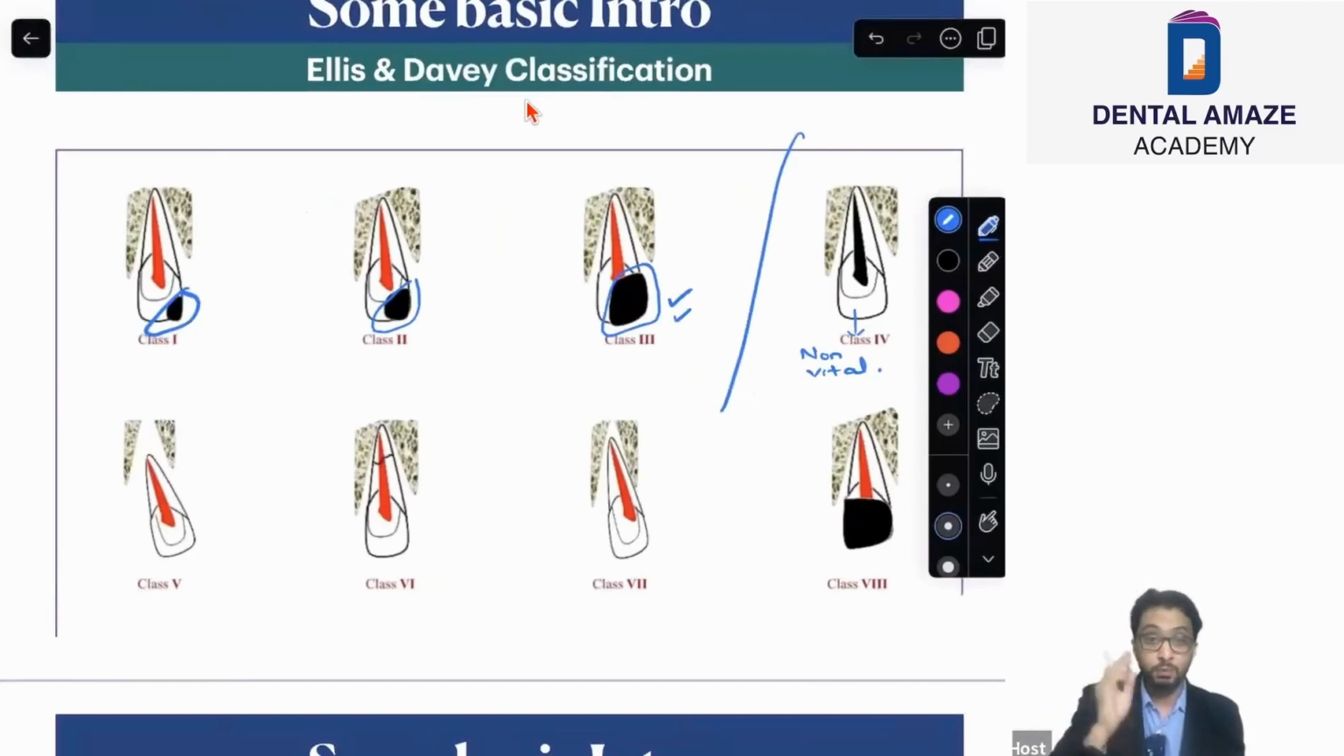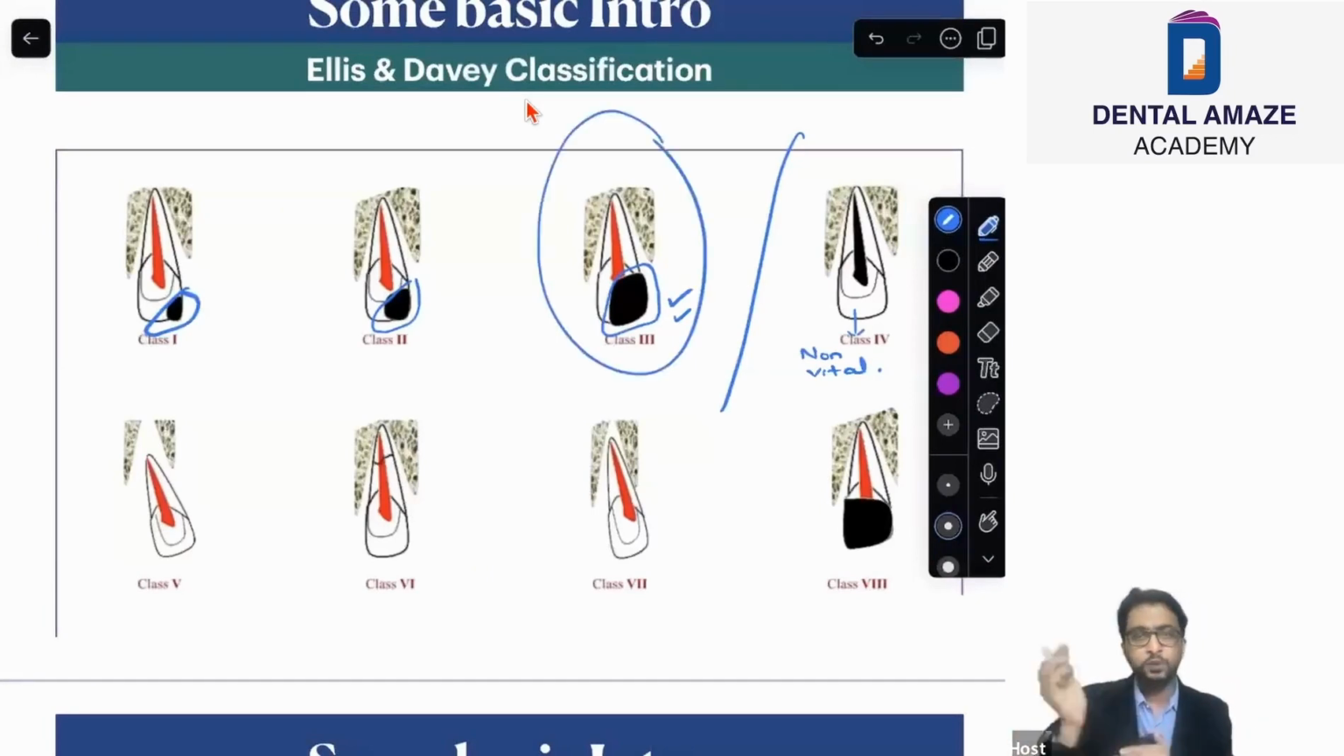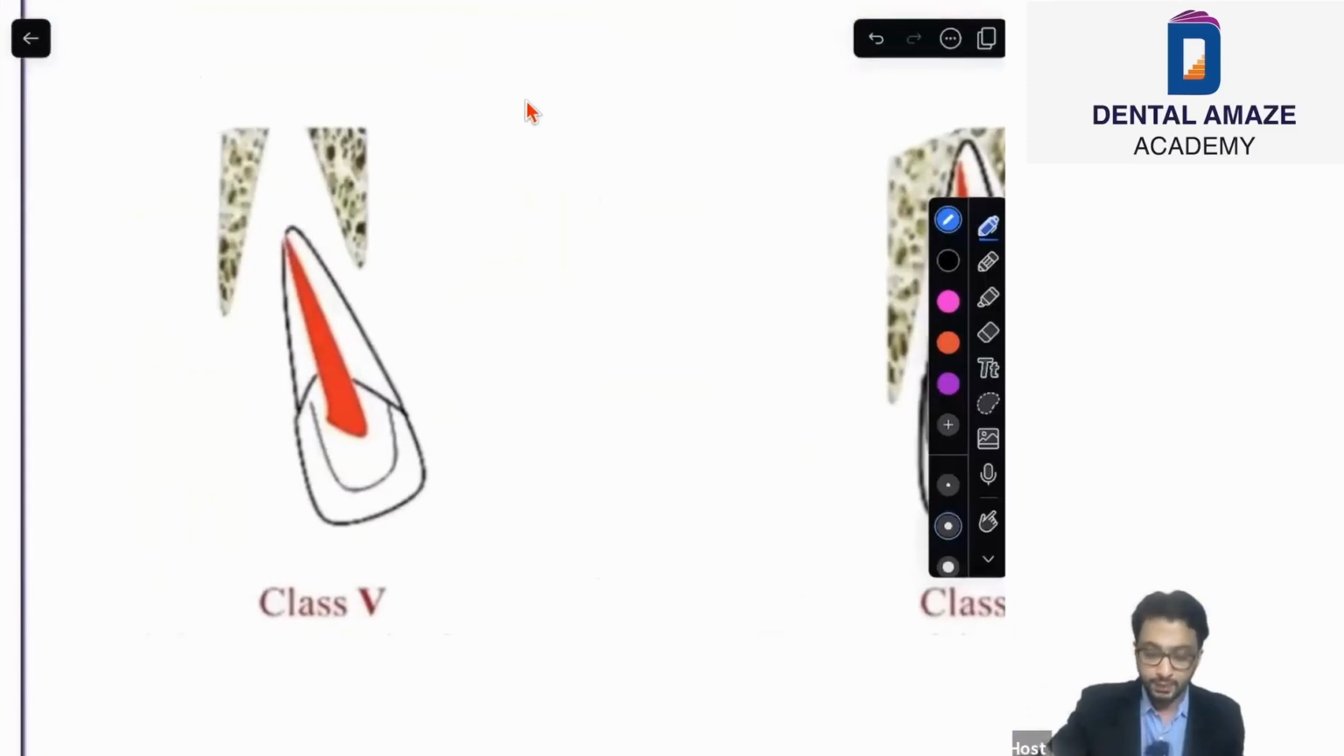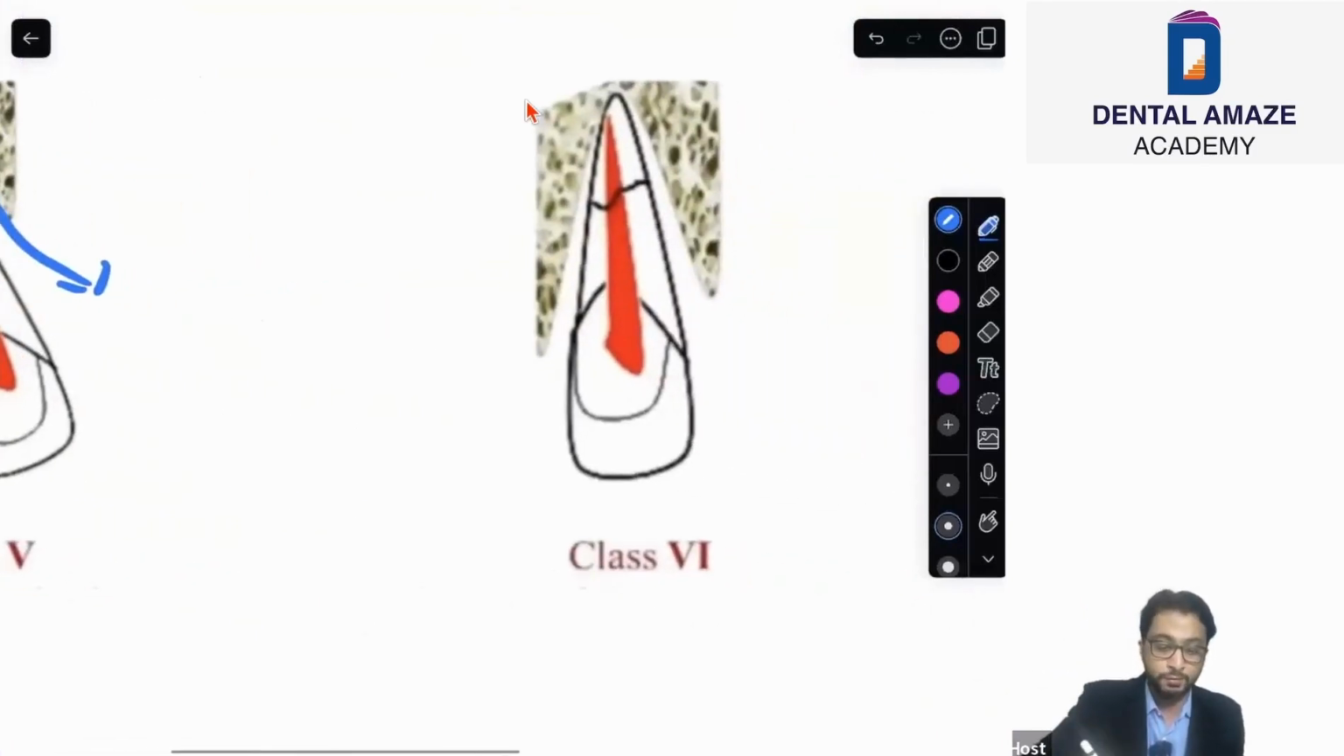So please note, once the pulp is involved, what is the next problem we see? Pulp is involved means pulp becomes non-vital. So closer to the involvement of pulp, the next we're going to see is non-vital teeth. Now class 5 is avulsion. The tooth is out of the socket, the tooth is lost due to trauma. Then only comes the root fracture, with or without crown fracture.